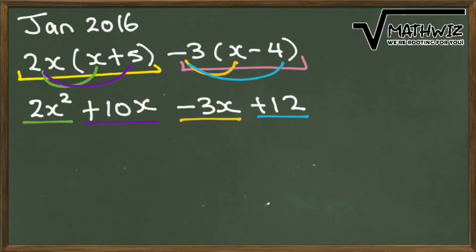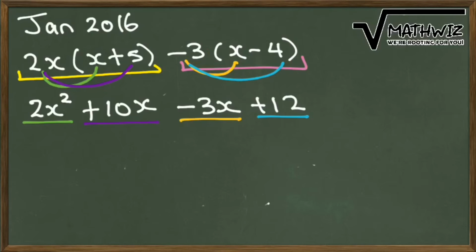So you have your 2x times x, and that's how we got 2x squared. We have 2x times positive 5. That's how I got positive 10x. We have minus 3 times x. I have minus 3x. And then I have minus 3 times minus 4. That's how I get positive 12.